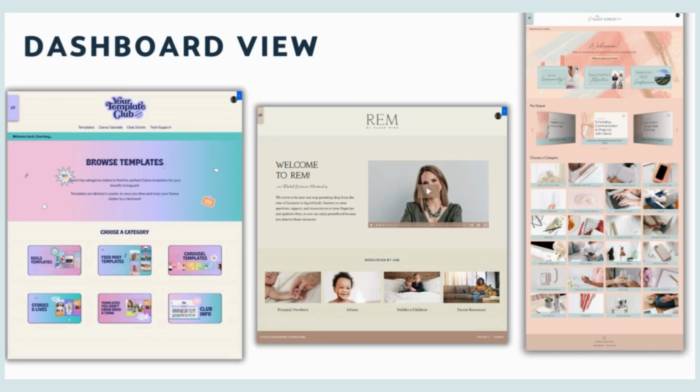Then down below that, you will see all the thumbnails for your categories or modules pulled in. So it'll say something like choose a category, or we retitled one of them resources by age. So that is where they're going to click into the category that they want to access first.